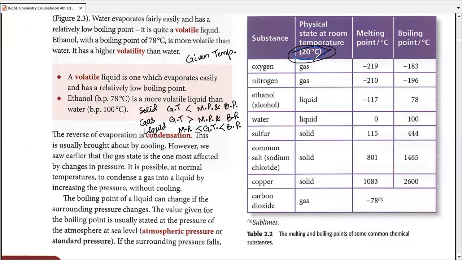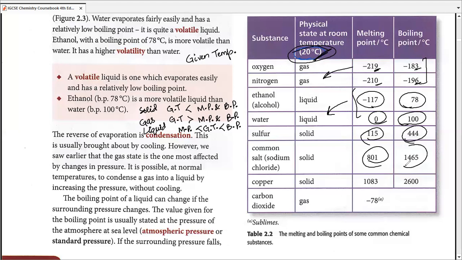For example, 20 degrees centigrade is the given temperature. Notice this 20 degrees centigrade is greater than both the melting and boiling points for both these cases. Hence, we have them as gases. Since 20 degrees centigrade lies exactly in between these two temperatures, both of these are liquids. Since 20 degrees centigrade is smaller than all of these temperatures, be they melting points or boiling points, all three of them are solid.